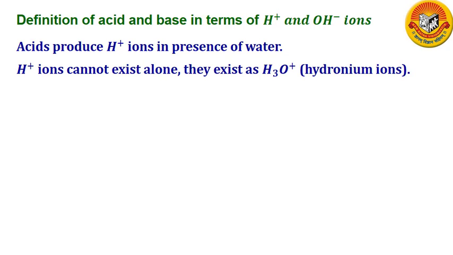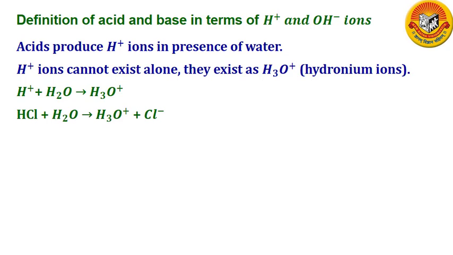Now these H plus ions cannot exist alone, they exist as H3O plus, that is hydronium ion. This H3O plus is called hydronium ion. What it means is that after splitting, these H plus ions combine with water molecules and form H3O plus. So H plus combines with H2O and gives H3O plus, that is hydronium ion. So when we add HCl in H2O, what happens? It splits and forms H3O plus and Cl minus.